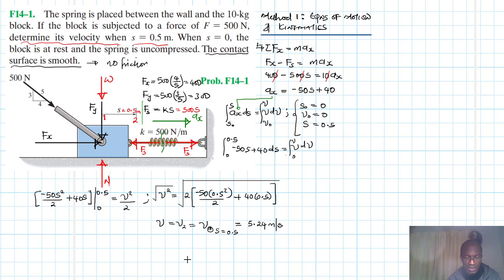Right, so let me again work it out. We have minus 15, then we can work out properly by 0.5 squared, divided by 2, plus 40 by 0.5, by 2, and square root of that, we have 5.24. So we are done with the first approach, which we did in the previous videos. Let's now work with the second approach.